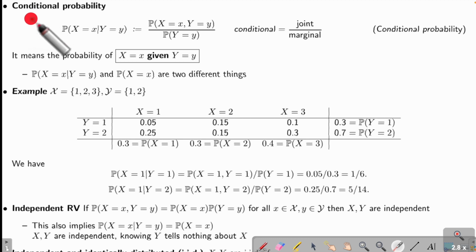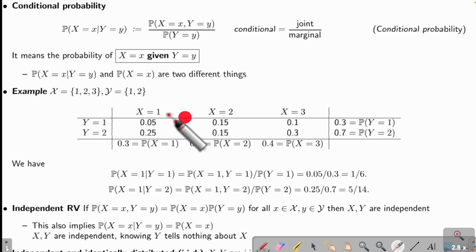And lastly, we have the conditional probability. The conditional probability is saying X given Y. That means we know that Y occurred. What's the probability of X? The definition is joint divided by marginal, like this. The probability of X given Y and the probability of X are two different things. They mean different things, okay? This is the marginal probability. This is the conditional probability. They are two different things.